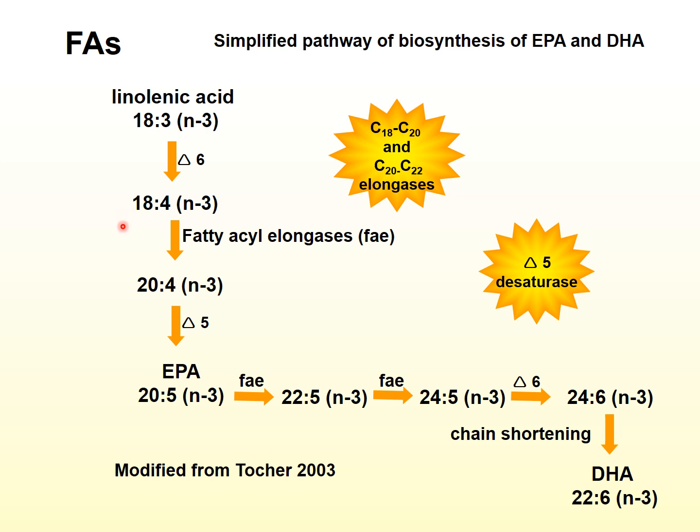Then to get to 20 with 4 omega-3, we use a fatty acyl elongase, and then 20 with 4 to the all-important EPA, delta-5 desaturase. And then it's quite a complicated way to get to, again, the all-important DHA, 22 with 6 omega-3. And what's interesting about this pathway is that the same enzymes actually work on the omega-6 pathway as well.